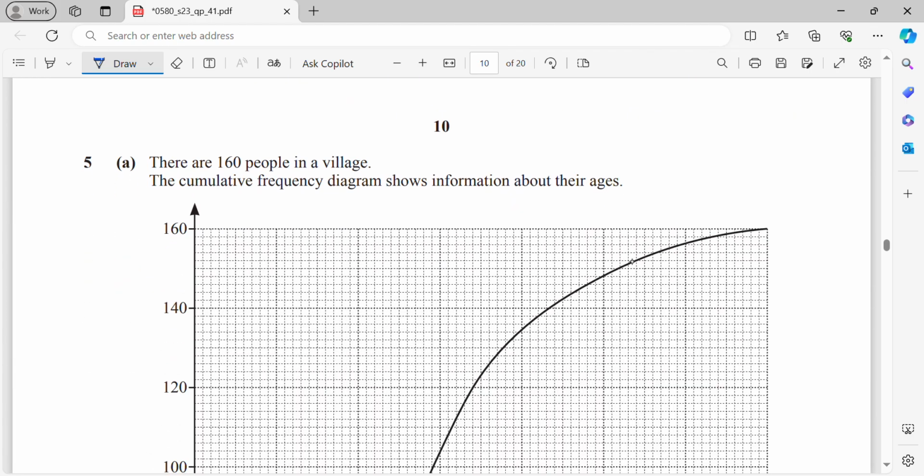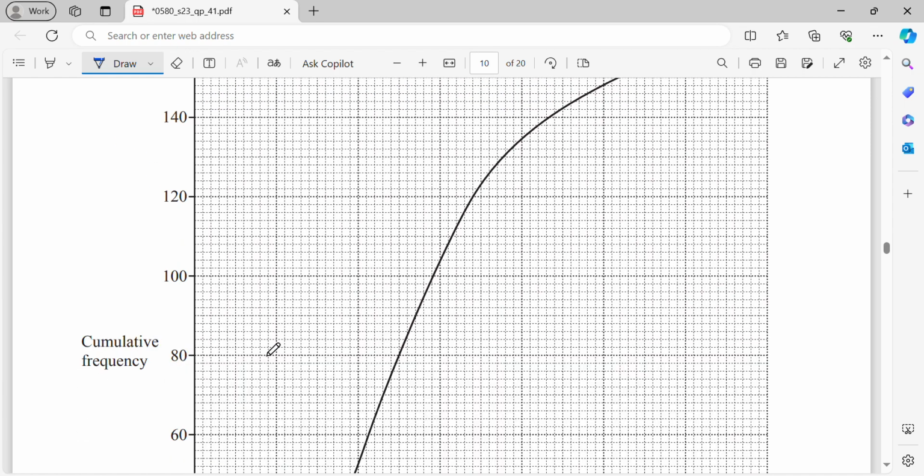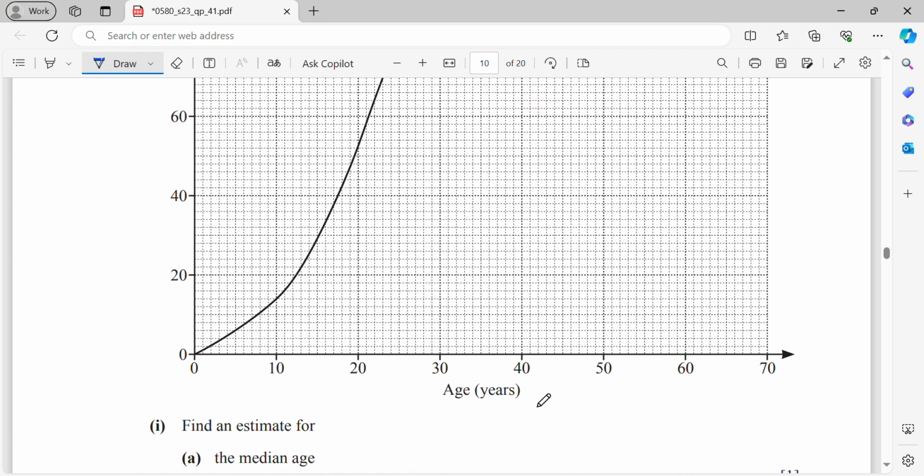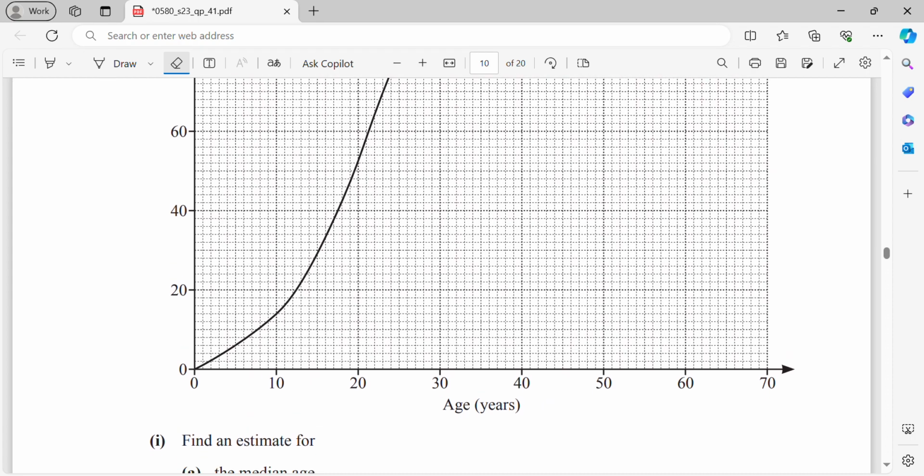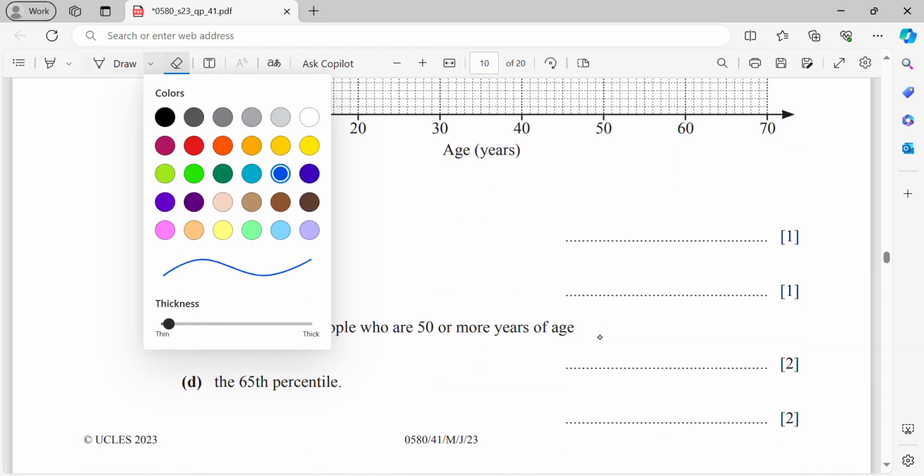Okay, question number 5. A. There are 160 people in a village. The cumulative frequency diagram shows information about their ages. So cumulative frequency, then the horizontal axis is the age in years. Okay, now find an estimate for the median age.